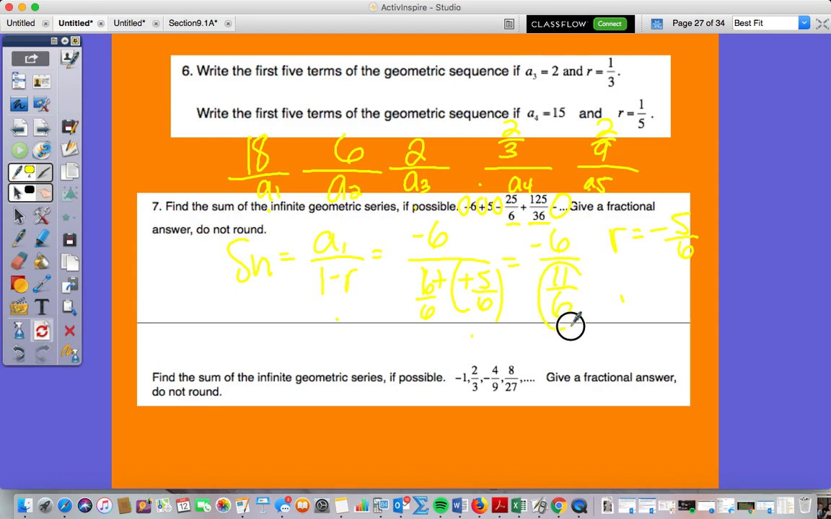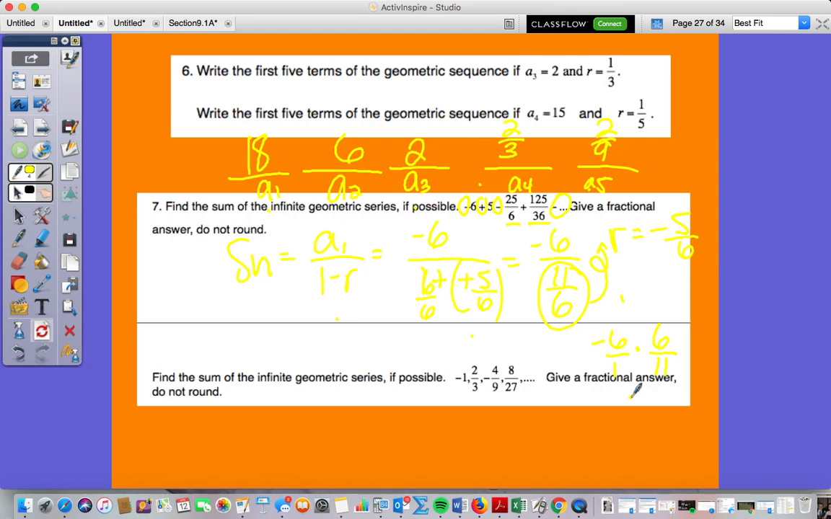And then I could just flip this bottom to the top and say -6/1 times 6/11, and then I could simplify. Got it. So that should be -36/11. You can't really simplify that. Correct. You just leave it like that.